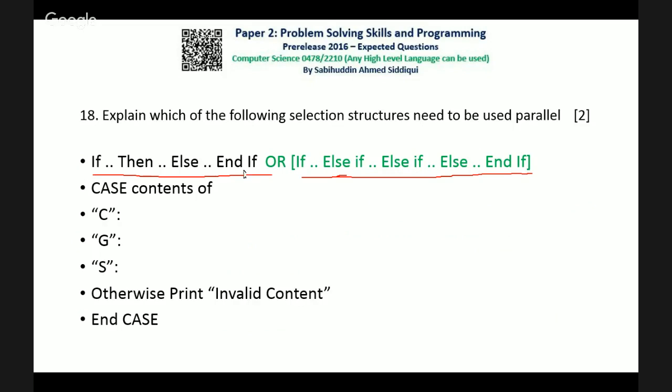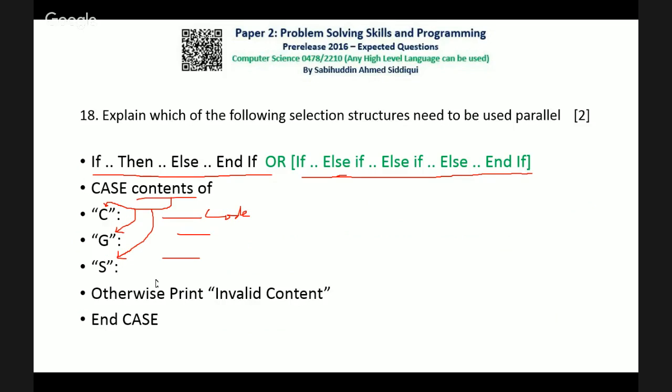And the alternative for this, which can be used in parallel against the if statement, is case contents of. This is providing the values here. This is C, this is G, right, and this is S. Now if it finds any of these, you will have to write the code here for C, for G and for S.